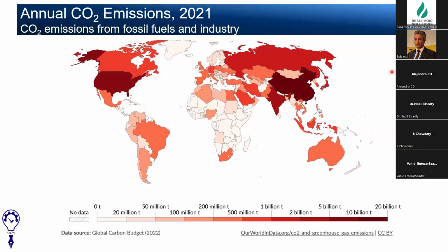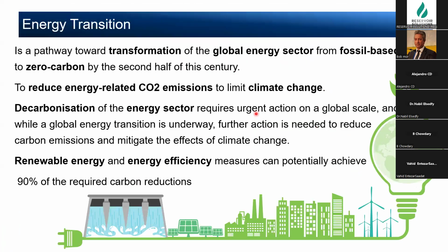This figure shows us the global map of annual CO2 emissions in the year 2021. And as you can see, China, followed by the United States, Russia, India, and some oil and gas producers such as Iran and Saudi Arabia are the highest emitters in the world. So by having this introduction into CO2 emissions and CO2 concentration in the atmosphere, let's see what energy transition means.